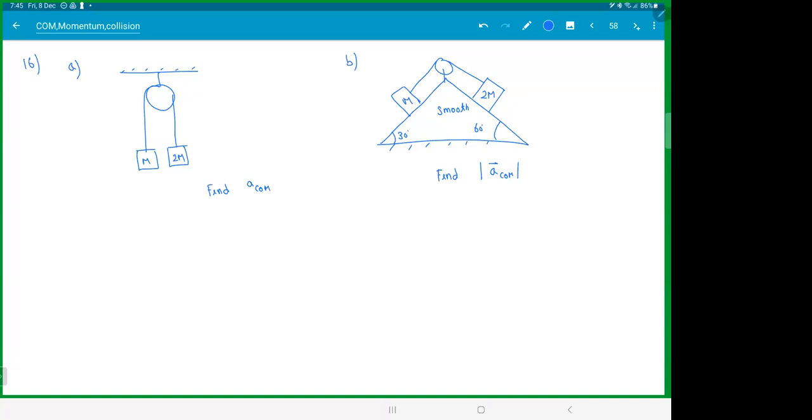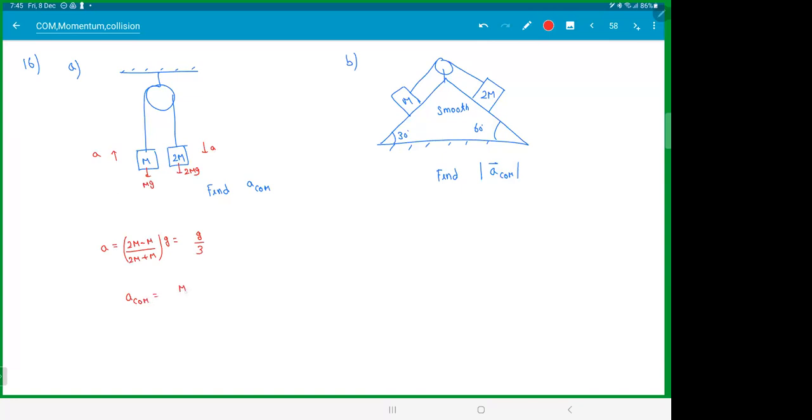Okay, first one is easy. Hope you remember this thing. This would go down with A. This is with A. This is 2mg. We use the net pulling force method, or you can directly use the formula there. Check it out in laws of motion in case you don't remember. So this is the acceleration, G by 3. This much you should know.